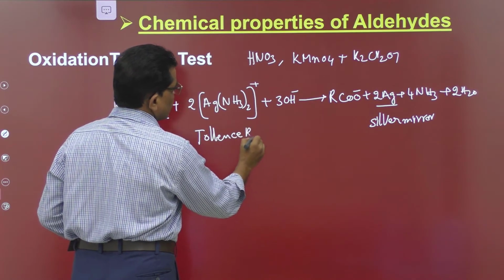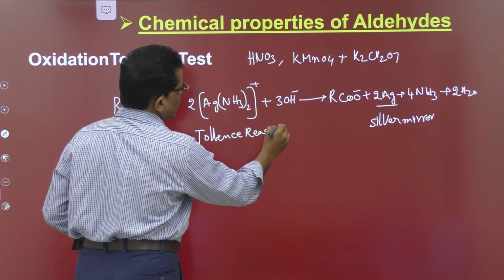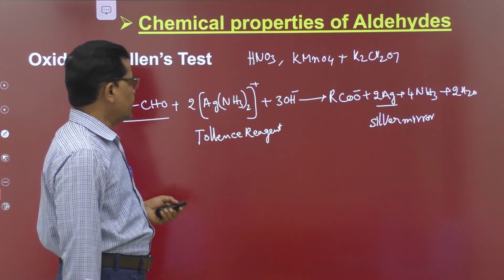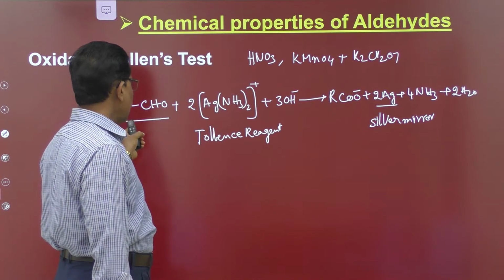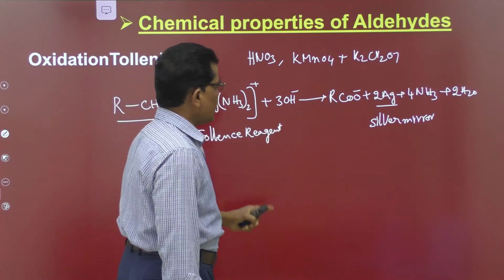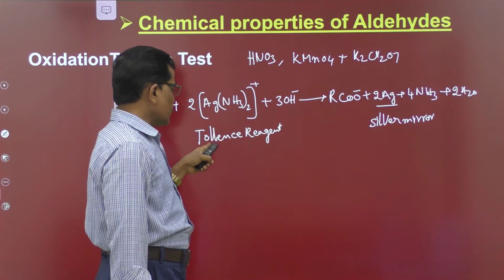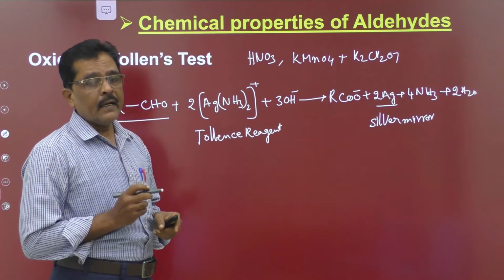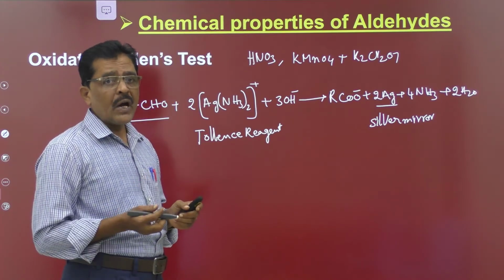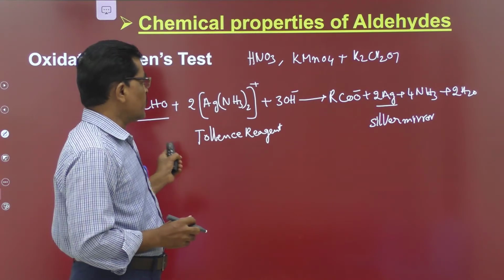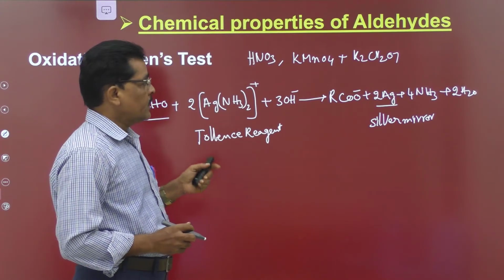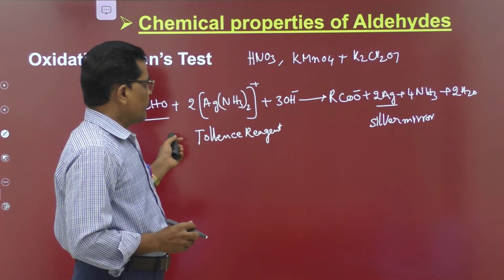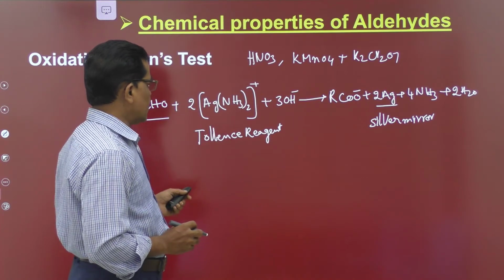Tollens reagent is ammoniacal silver nitrate. So aldehydes are oxidized to carboxylate ions with Tollens reagent. Then a silver mirror is formed, and we can identify the aldehydes. But ketones do not give this test. The silver mirror is obtained, so we get the identification of aldehydes.